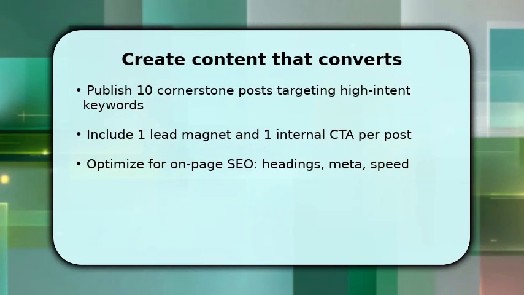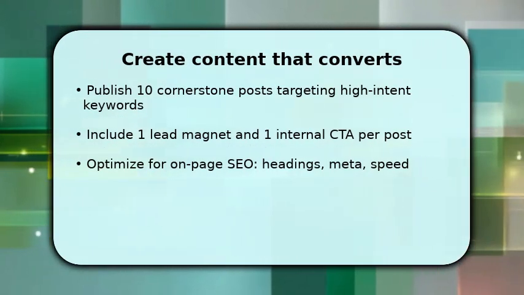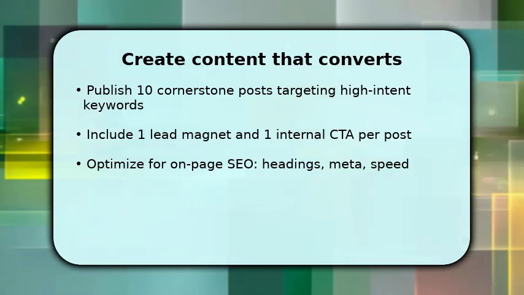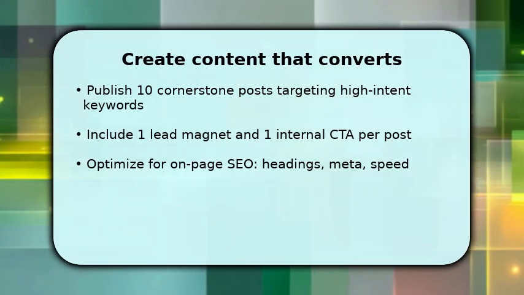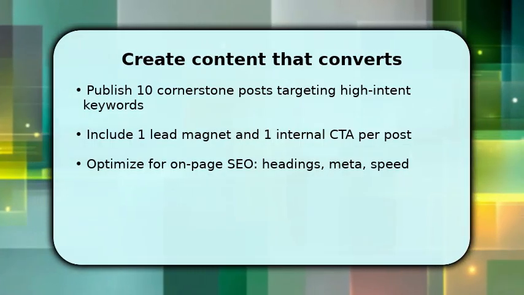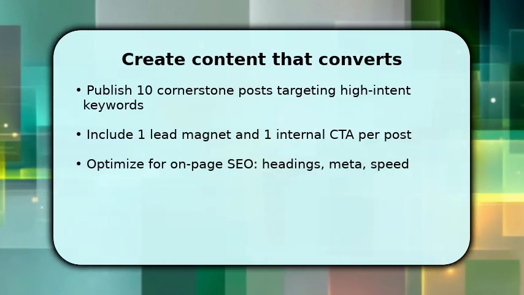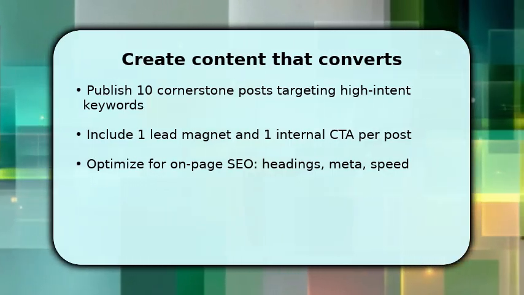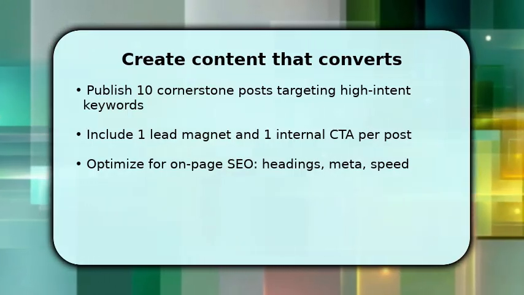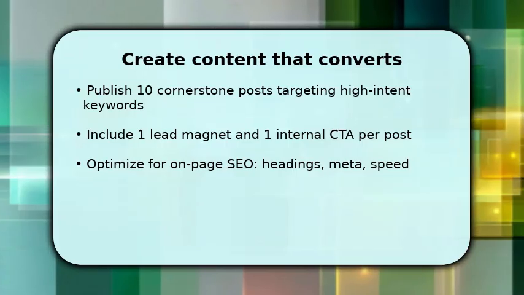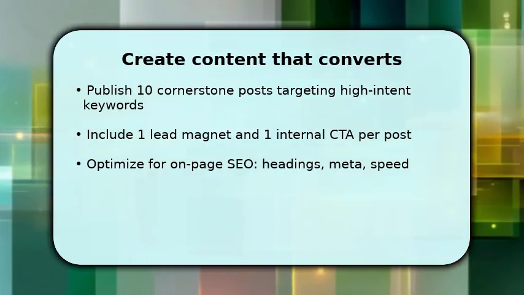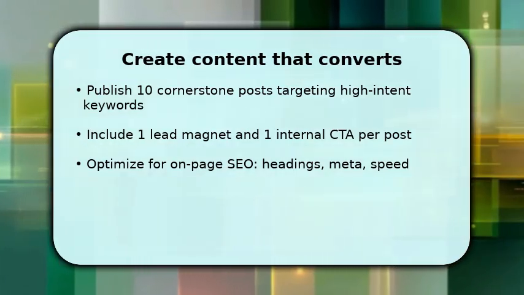Once your site is ready, focus on creating content that converts. Publish 10 cornerstone posts aimed at high-intent keywords and user needs. Make sure each post contains 1 lead magnet and a clear internal call to action to capture emails or sell an entry product. Also optimize on-page SEO, use descriptive headings, meta tags, and keep page speed fast so search engines reward you. As you publish, track engagement metrics and refine topics based on what attracts clicks and signups.